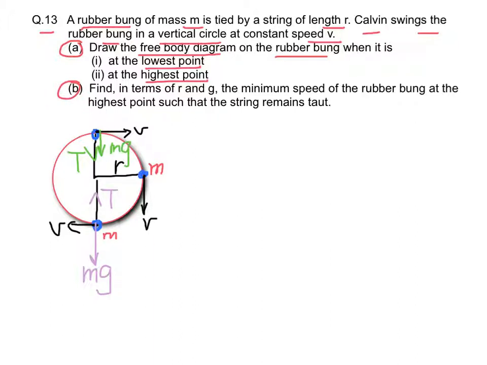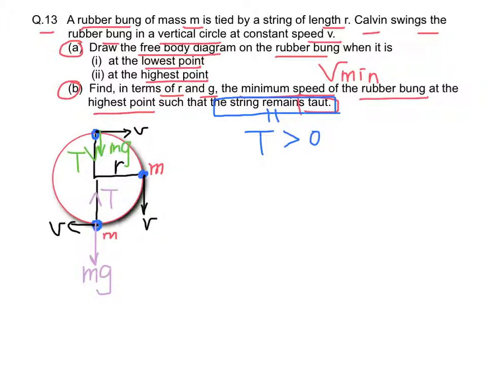Part B. Find, in terms of r and g, the minimum speed of the rubber bug, v minimum, at the highest point such that the string remains taut. Taut means 緊. In order for the string to remain taut, the tension of the string must be greater than or equal to 0. When T is equal to 0, the string will start to loosen, 開始鬆啦.